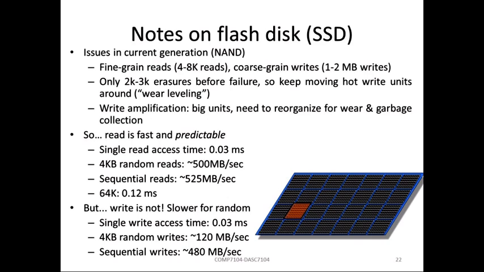However, writing is not that fast. It's slower, in particular for random writing, obviously because if we need to write 10 rectangles that are found one next to the other, well, that means basically writing probably just one orange unit. However, if we need to write 10 rectangles that are found in 10 different orange units, well, that will of course take more time. So a single write access time is also roughly 0.03 milliseconds, but you will see the difference between random writes and sequential writes. Sequential writes are roughly 4 times faster than random writes.